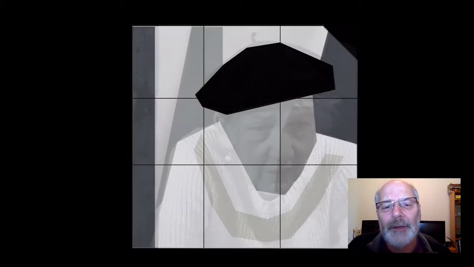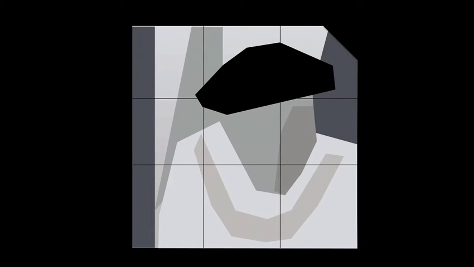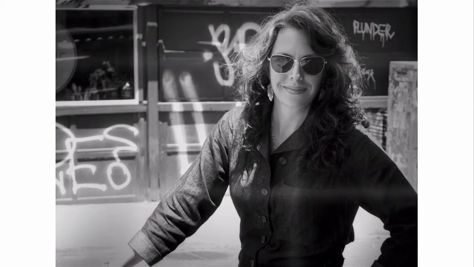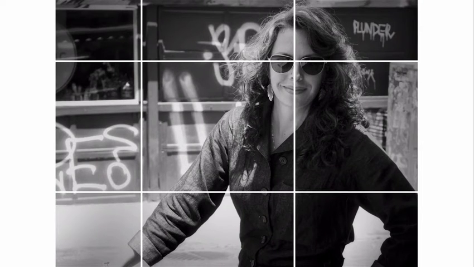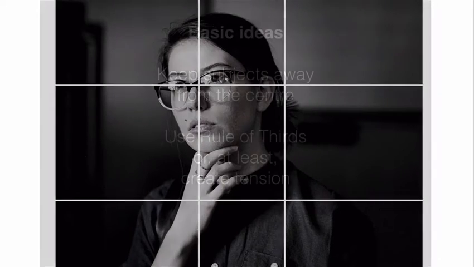And if you break that into modular sections or tonal clusters, you can see that that's even clearer here on the third line. Here's another example with a sort of landscape portrait. This is a bicycle activist in Toronto, and you can see that she's sitting right on the third line. Her nose is there and her eyes are right across that line.